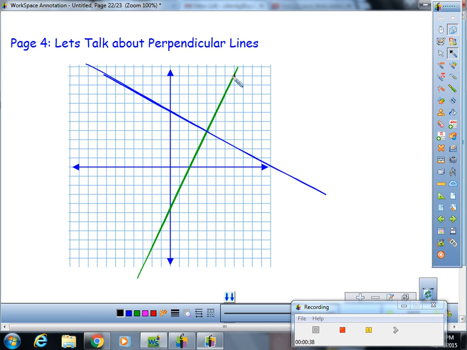So, let's find the slope of the green line. Let's just count it. Over 1, up 2. It's rise over run. It's positive slope. So the slope of the green line is 2 over 1. Okay? Let's find some points on this blue line that are at a whole value. There's this, and let's say there's this one.